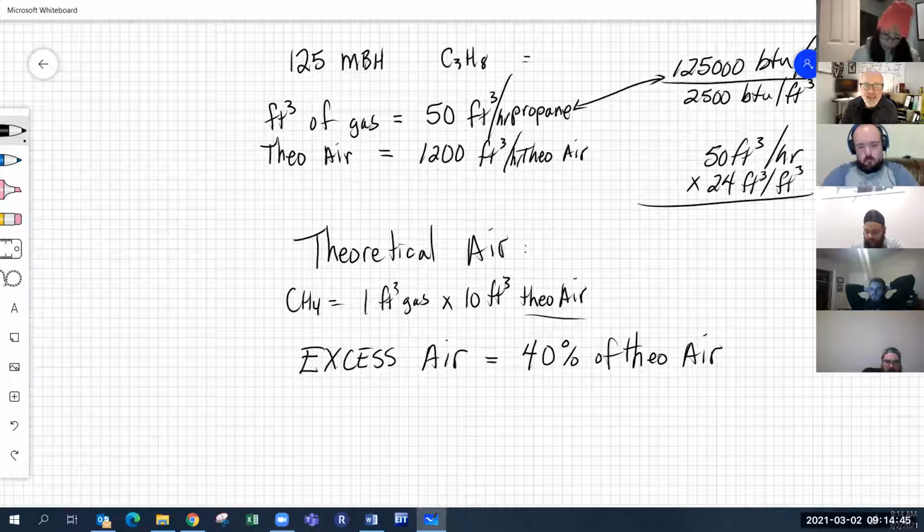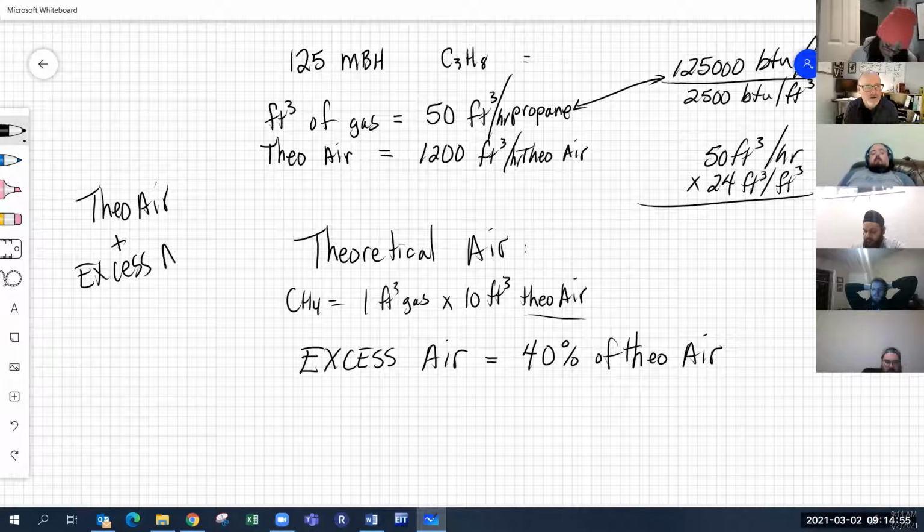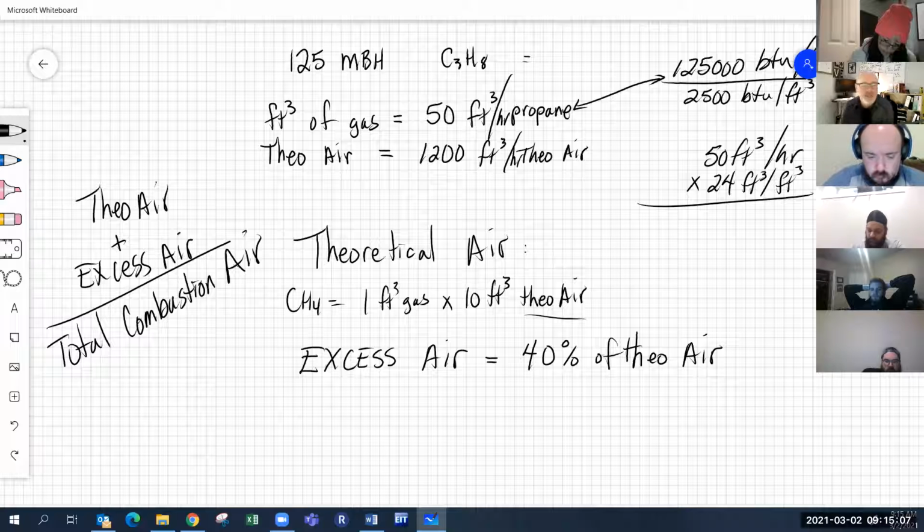And when you add theoretical air, so let me write over here, we get theoretical air, and when we add excess air, we will get total combustion air. TCA, total combustion air. So excess is 40% of theo.